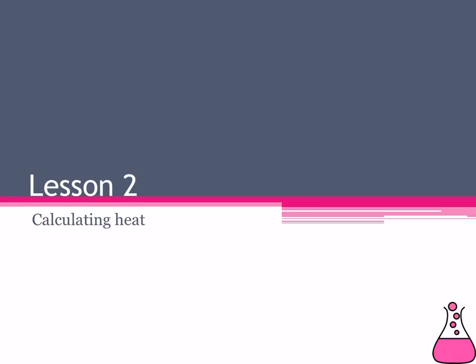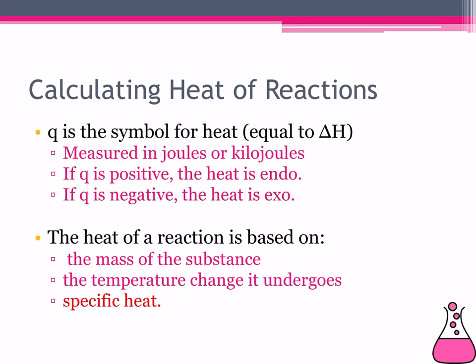Hi everyone, so we're moving on to lesson 2, and today we're going to learn how we actually calculate heat. So in calculating my heat of reactions, Q is going to be my symbol for this heat. It's also equal to that delta H that we talked about on Tuesday. Okay, so Q is going to be equal to that delta H, and it's how we measure heat. It's going to be measured in joules or in kilojoules. So generally we do joules, but every once in a while you'll see it in kilojoules.